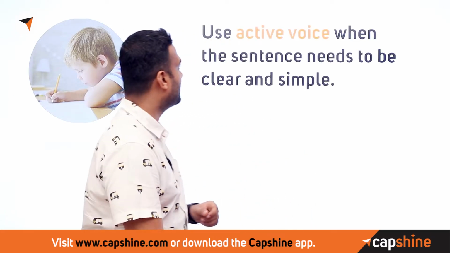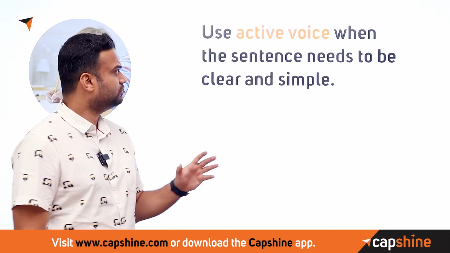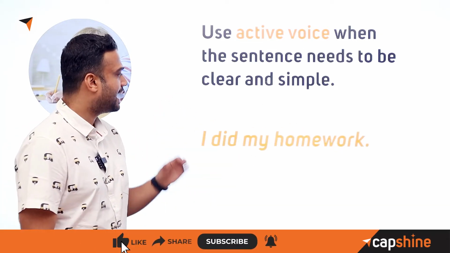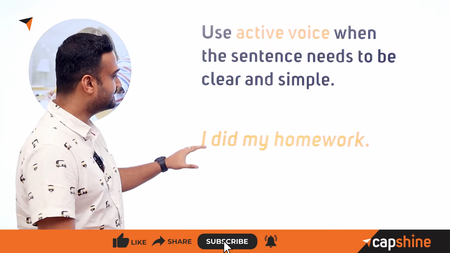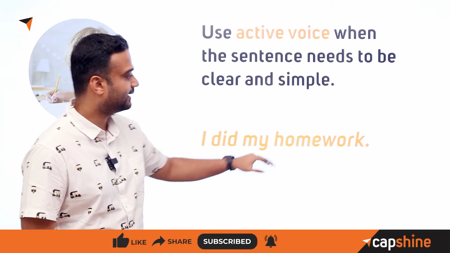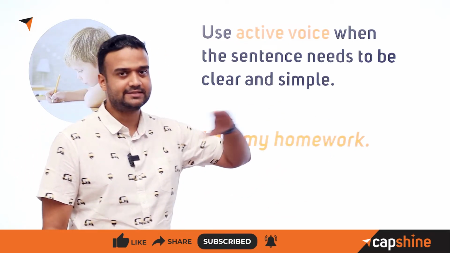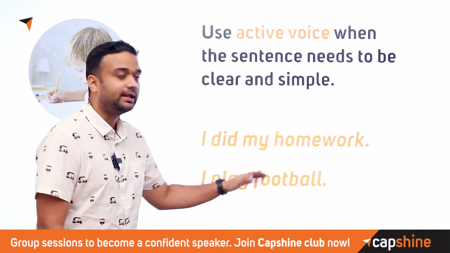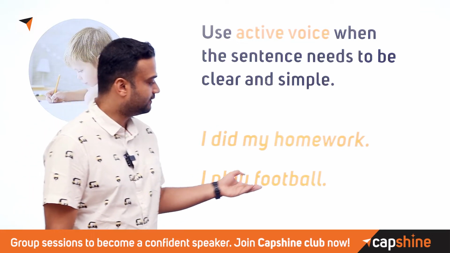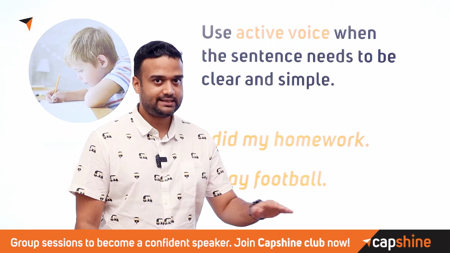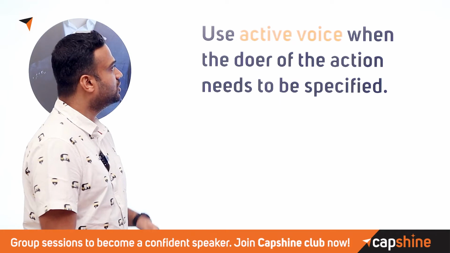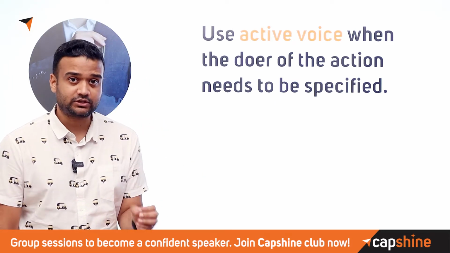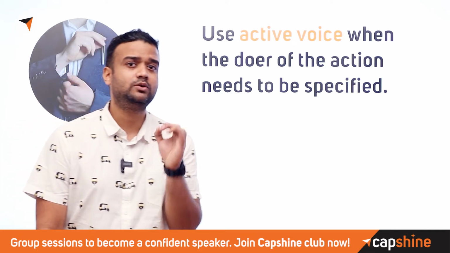Let's talk more about the active voice. You use the active voice when the sentence needs to be clear and simple. I did my homework. I is a subject, verb is right there, and the object, homework, is right there. It's very clear, there's no complication, simple, straightforward. I play football. Again, the subject, the verb, and the object. Very clear, straightforward sentences. You can also use the active voice when the doer of the action needs to be specified. So you want to be clear as to who did what.